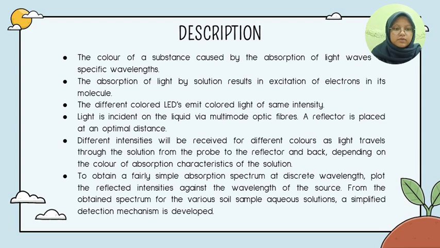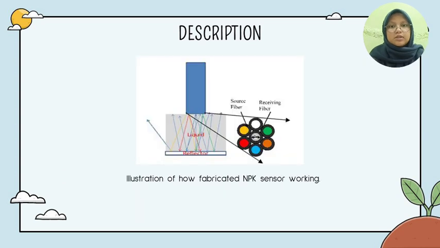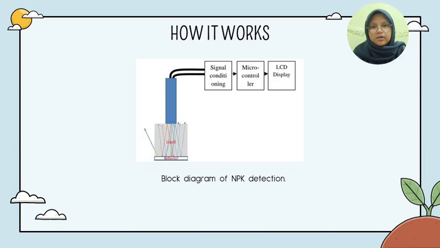To obtain a fairly simple absorption spectrum at discrete wavelength, plot the reflected intensity against the wavelength of the source. From the obtained spectrum for the various soil sample aqueous solution, a simplified detection mechanism is developed. This illustration shows how fabricated NPK sensor working. Next is how it works.